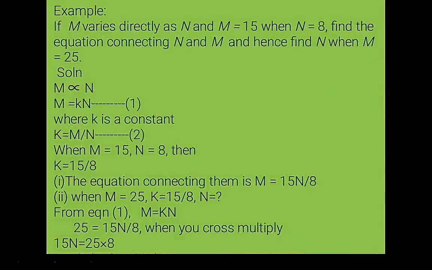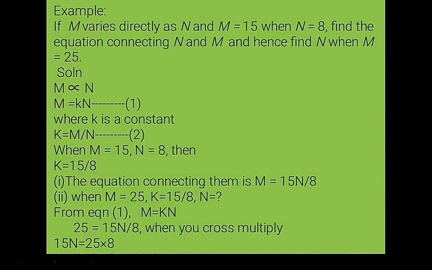The solution. m varies directly as n. Here we have m equals kn, equation 1. k is known as the constant of proportionality. This is introduced so that we'll be able to find other variables. k equals m divided by n. That is from equation 1, we make k the subject of the formula.